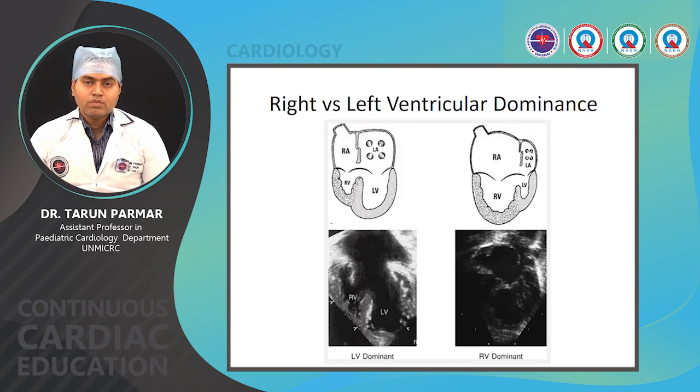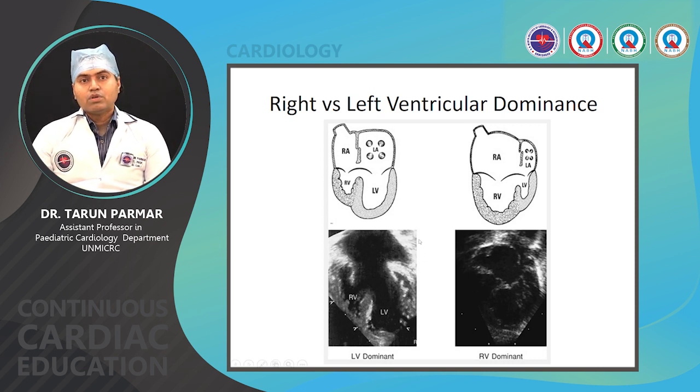Now come to the concept of the balance or ventricular dominance. When both of the AV valves are draining more or less to a single ventricle, it will lead to hypertrophy or dilatation of that ventricle, and the other ventricle is underfilled or hypoplastic. So here you can see this is LV dominance, this is RV dominance, with corresponding echocardiographic images.